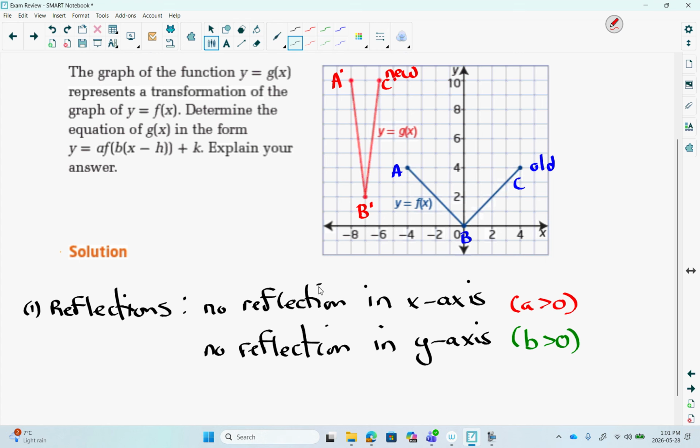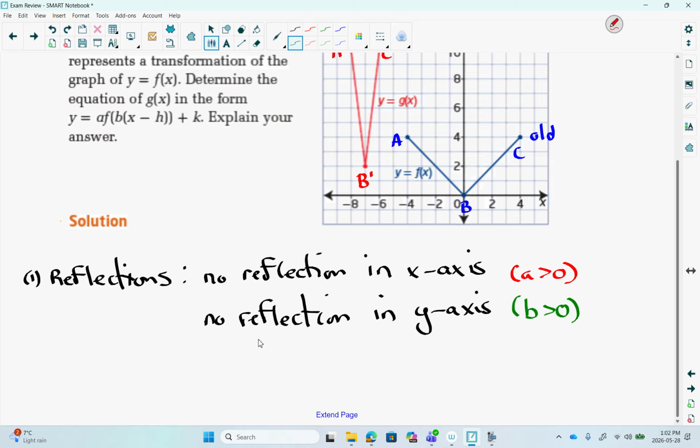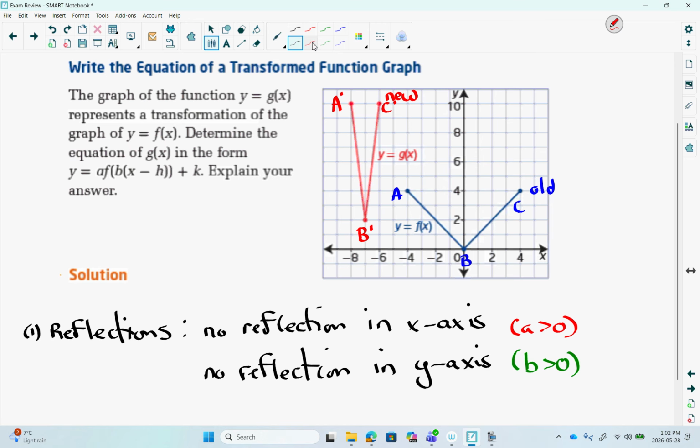The next move is I want to find the vertical stretch factor. And I do it in this particular order because I go for A, B, H, and K. All right? For the vertical stretch factor, I'm looking at the range, the number of units. I'm going to compare A prime to B prime. How many units is that? From 2 up to 10.